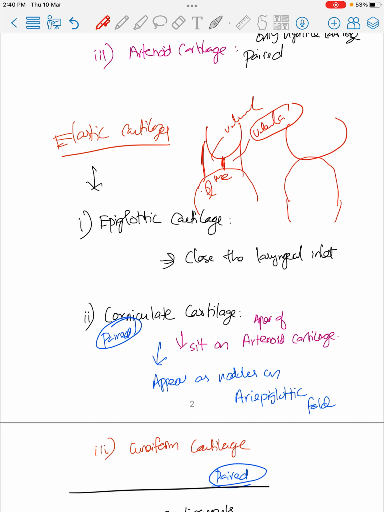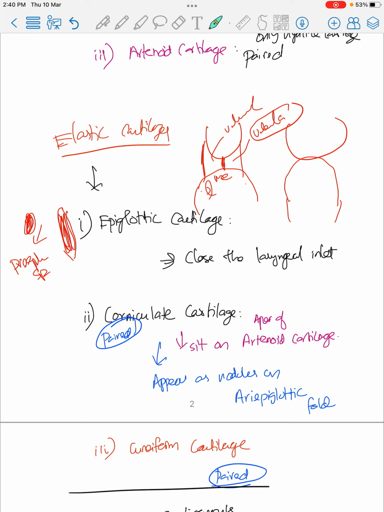Then before the epiglottis you can see this is the hyoid bone and this is the epiglottis. This space is known as the pre-epiglottic space, with the hyoid bone anteriorly and the elastic cartilage posteriorly. That's very important about this elastic cartilage.